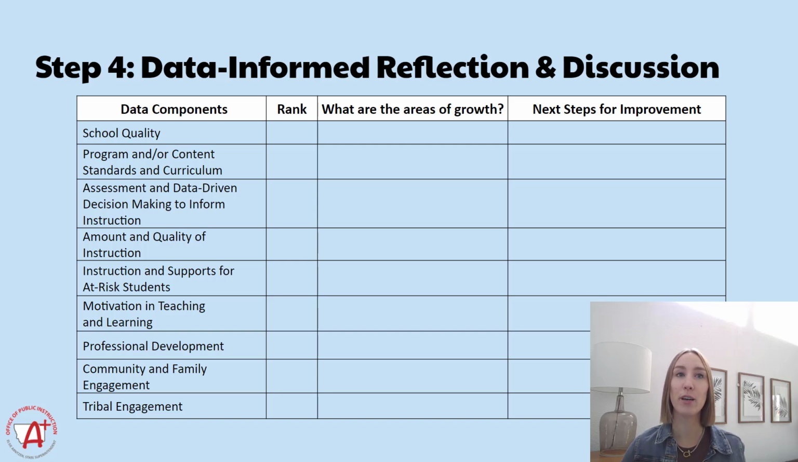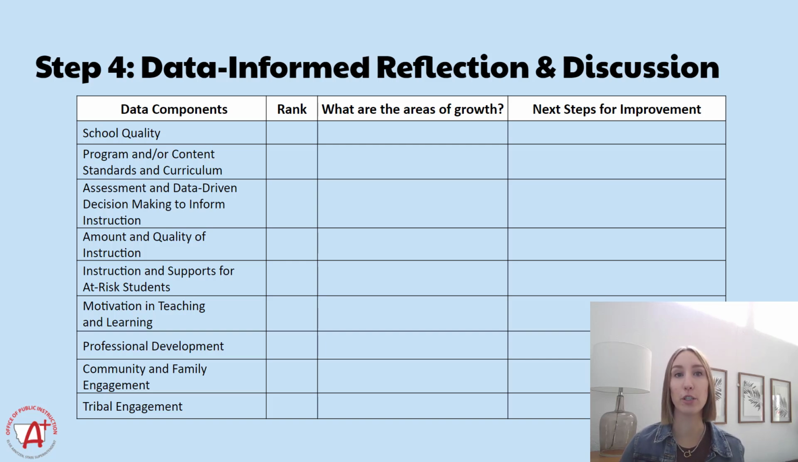In step 4, members of the school leadership team should take a look at these 9 components individually and rank them by area of need. So, for example, if you personally determined that community and family engagement was a priority to work on for your school, you would rank it as a 1. And perhaps professional development might be lower down on your priority list. That would be more toward the number 9. Add your thoughts for areas of growth and next steps for improvement in the next 2 columns.